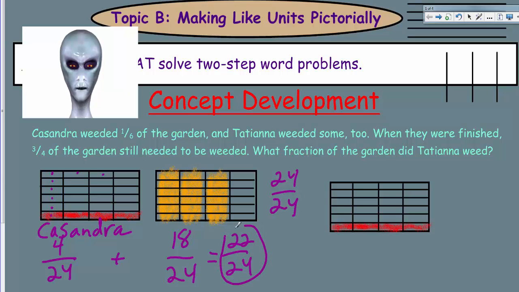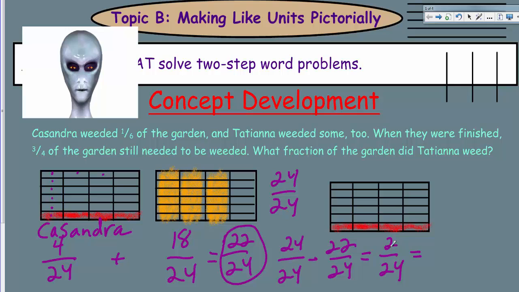And the amount that we know that Cassandra did, and the part that hadn't been weeded, was 22 over 24. Well, a simple subtraction, and we can figure out how much Tatiana did. And if she worked very hard, we'll find that out too. So 24 minus 22 is 2 over 24.